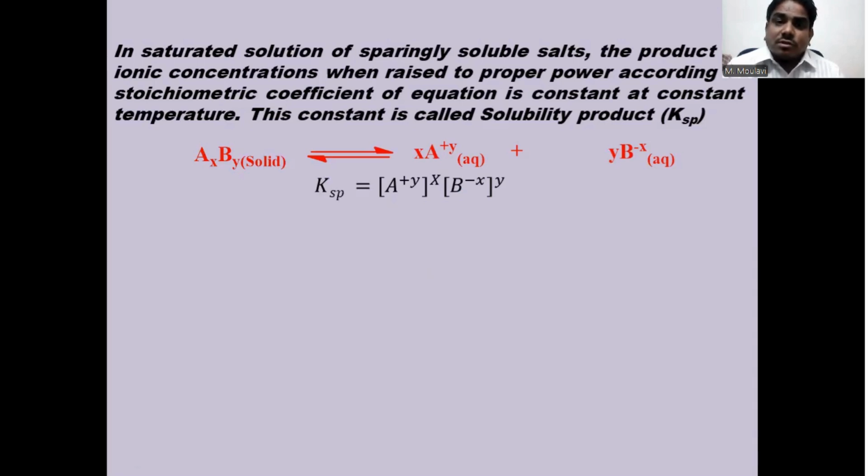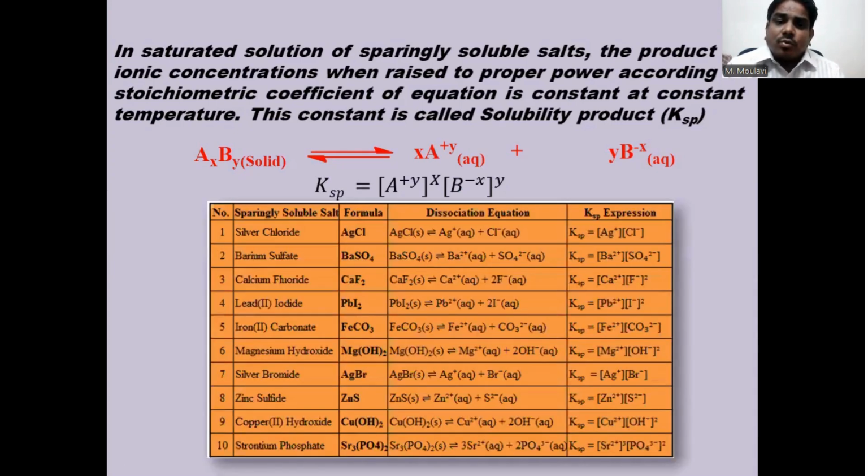The sparingly soluble salts are listed in this table with their formula, their dissociation equation and the equation of the solubility product. The first is silver chloride, where x and y are equal to 1. Silver chloride undergoes dissociation as Ag+ ion and the Cl- ion. So Ksp is equal to the product of concentrations of Ag+ ion and the Cl- ion. Second is barium sulfate. Here also x and y are equal to 1. Barium sulfate solid in aqueous solution undergoes dissociation as one barium ion and one sulfate ion. So Ksp is equal to the product of concentrations of barium ion and the sulfate ion.